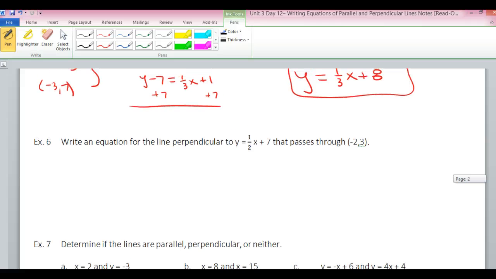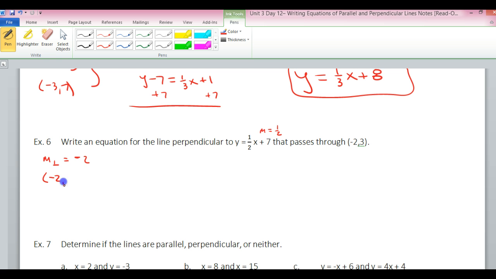Okay, and looking at number 6, write an equation for a line perpendicular to y equals 1/2 x plus 7 that passes through (-2, 3). I would probably try this one on your own and then come back and unpause the video and check to see if you're correct. So the slope of this line is 1/2. Therefore the slope of a line perpendicular would be the opposite reciprocal. Opposite of positive is negative. The reciprocal of 1/2 is 2 over 1, or 2.